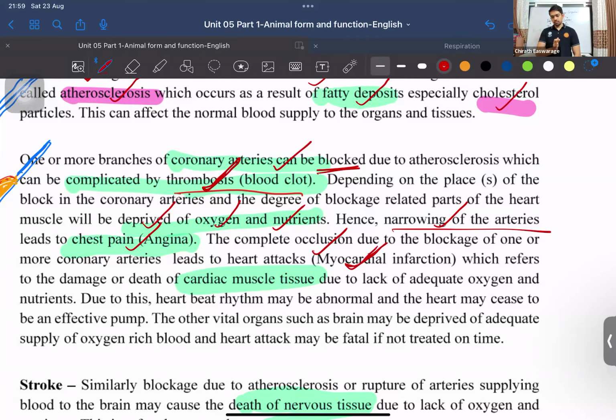Myocardial infarction is death, right? Damage or death of cardiac muscle tissue. Actually, myocardial infarction is a dead area due to lack of adequate oxygen and nutrients. Heart rhythm may be abnormal. Heart may cease to be an effective pump. Okay. Other vital organs such as the brain may be deprived, brain, 1 mark, of adequate oxygen, and that's it. Right? How many points?